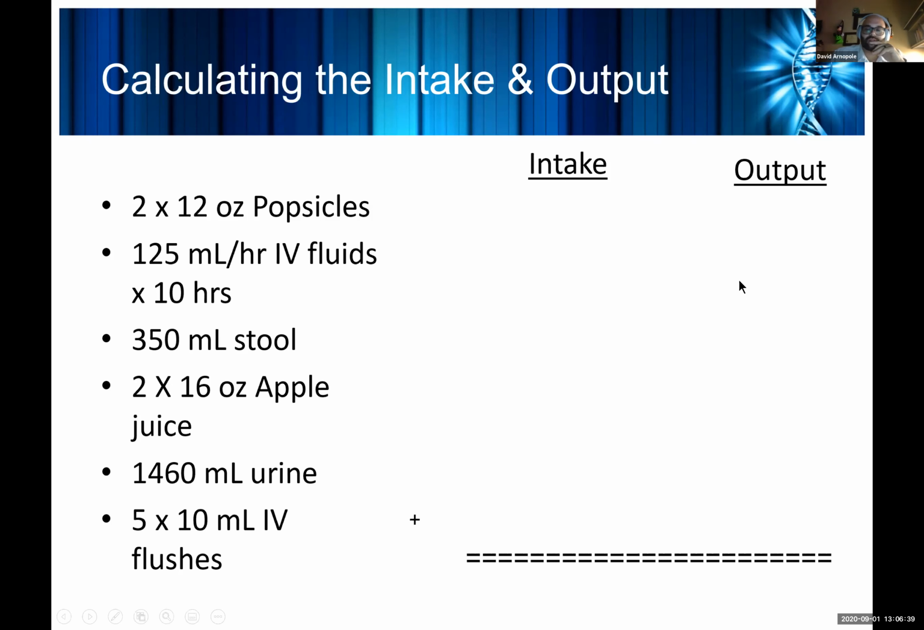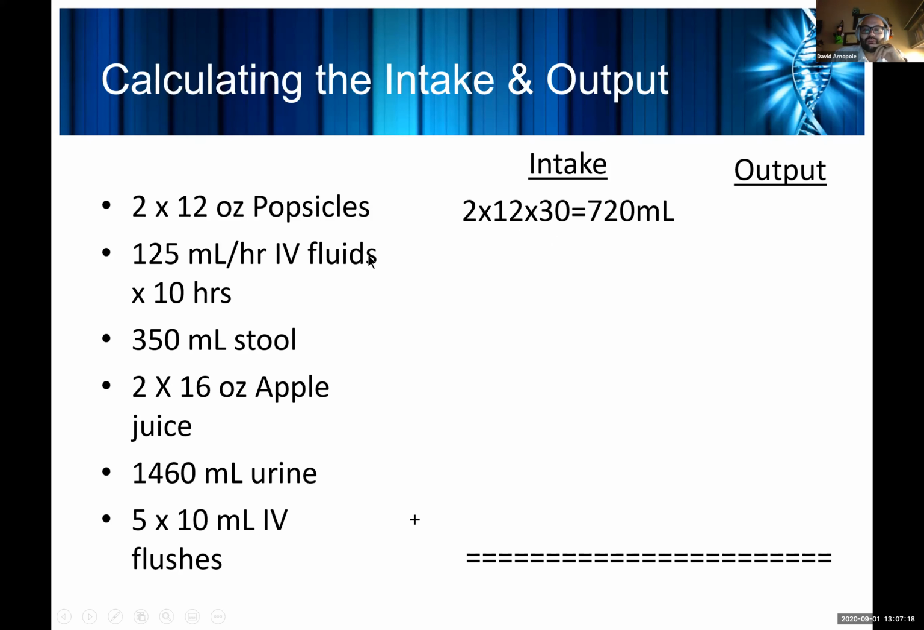Okay, let's go through this. If I can give any advice when you have a question that says intake and output, make a little chart on your little scratch paper like I have right here, because it will help you be able to pull things apart, rather than having to rewrite everything. So 2 times 12 popsicles, intake. 2 12-ounce popsicles, and you multiply it by 30 because each ounce is 30 mils. Gives you 720 mils.